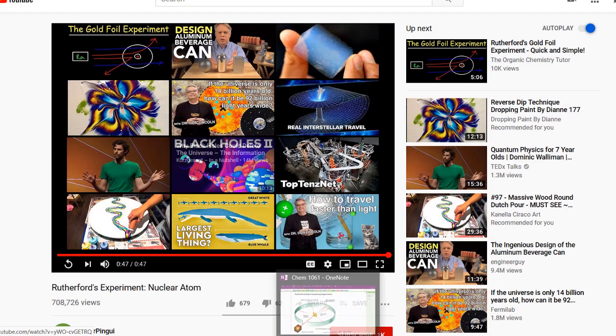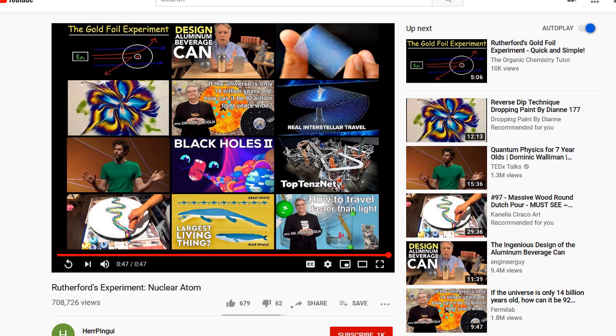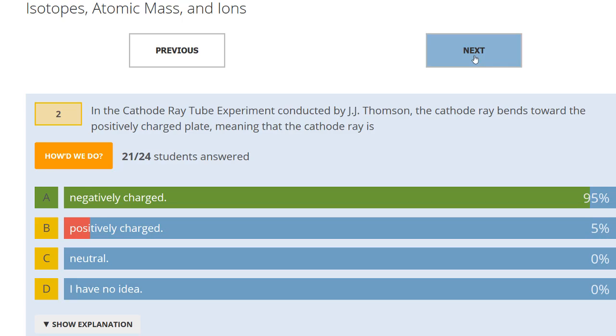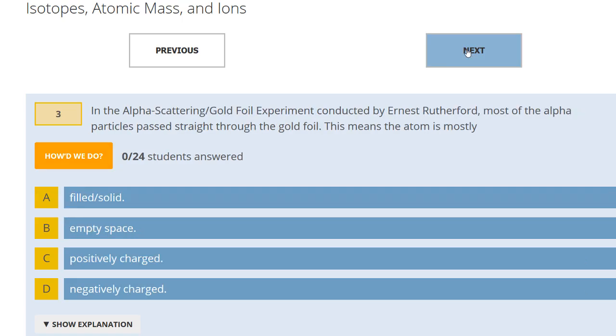All right, now let's see, based on some of what we've already learned here today in our tape demo, if you can answer a few basic questions. So think before you answer, don't just throw in an answer. What do you think it means if most of the alpha particles, which again are relatively heavy, positively charged particles, pass straight through the gold foil? Does it mean that the atom is filled or solid? Does it mean it's mostly empty space? Does it mean it's mostly positively charged or mostly negatively charged?